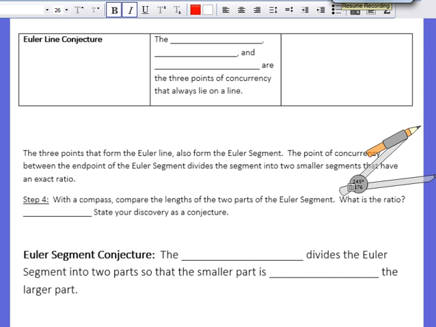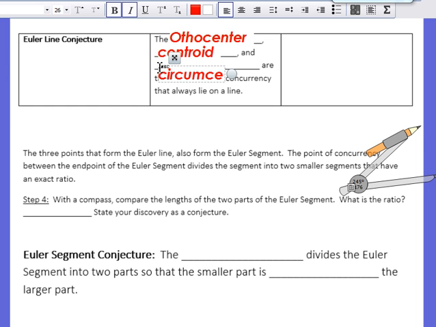So what we just discovered is that those 3 points line up. So let's make sure that we have them labeled correctly. I remember it as the OCC. So the orthocenter, the centroid, and the circumcenter are the 3 points of concurrency that always lie on a line.